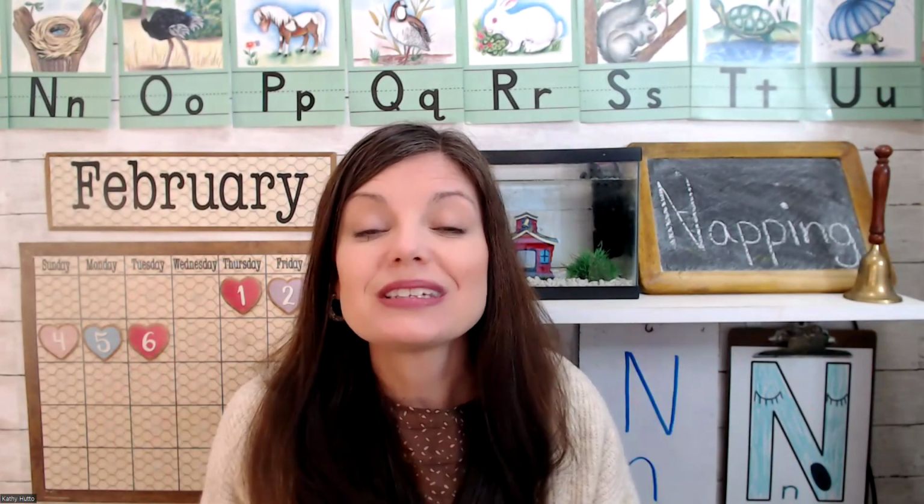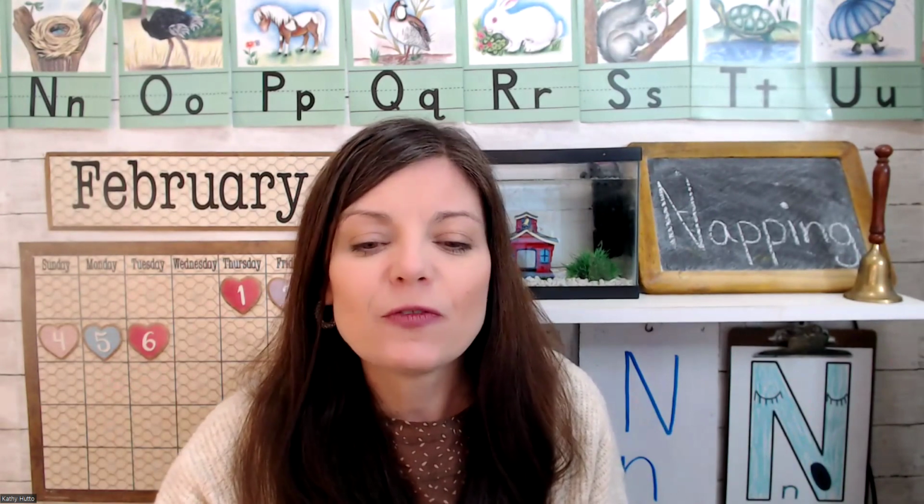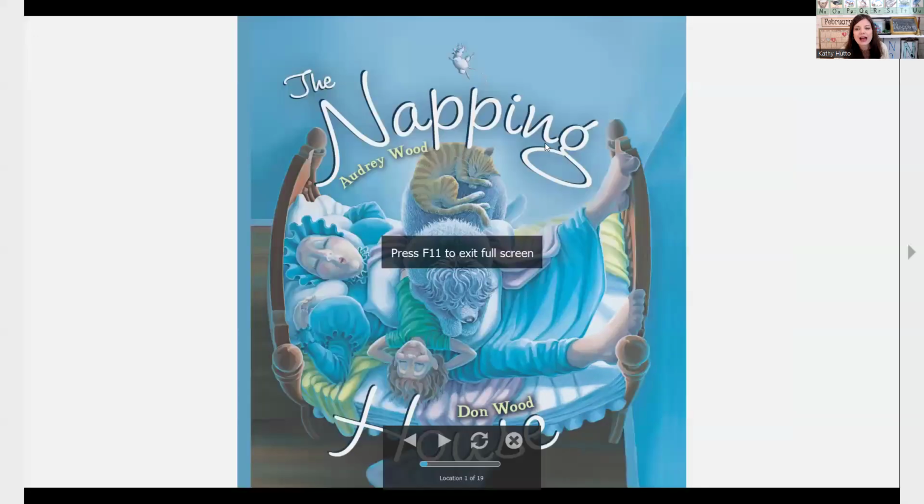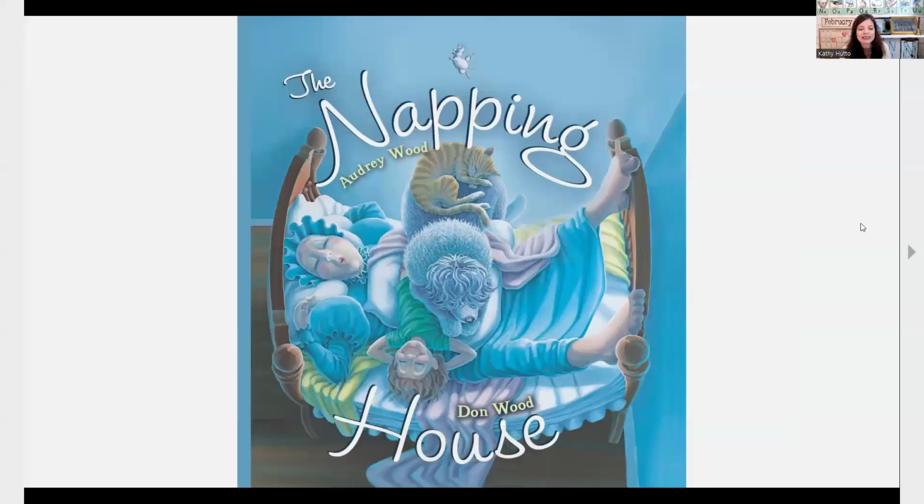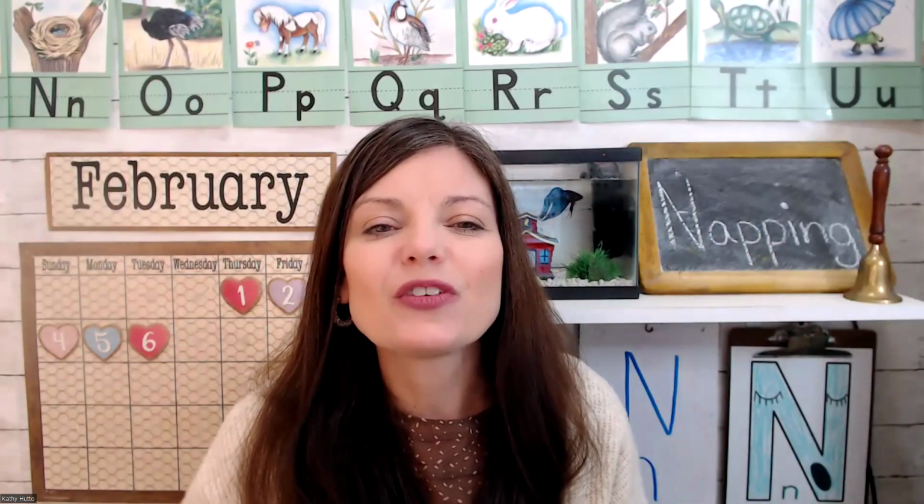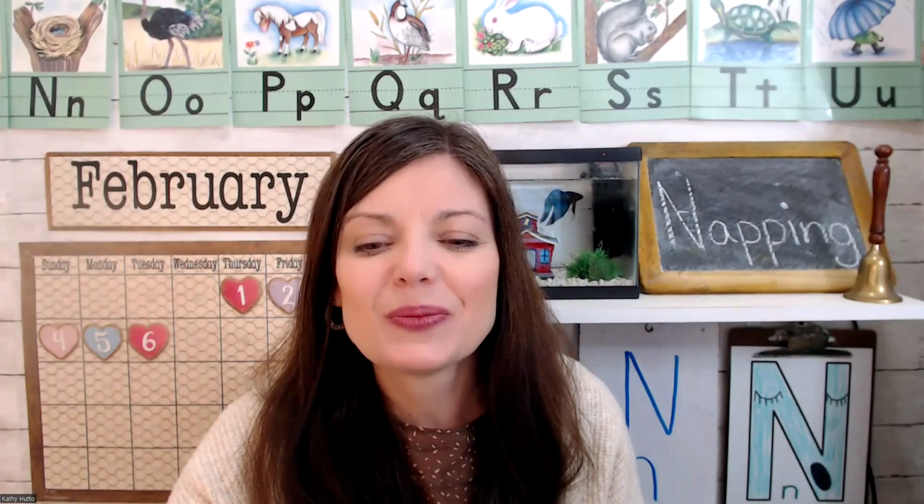Next, we're going to do science. And before we do science, I want to show you the book that I will be reading today. It's called The Napping House. And look at everybody stacked up on that bed. They must have to really balance themselves well so they don't fall off the bed. So today for science, we're going to be doing some balancing. Let's go over to the science table and I'll show you.